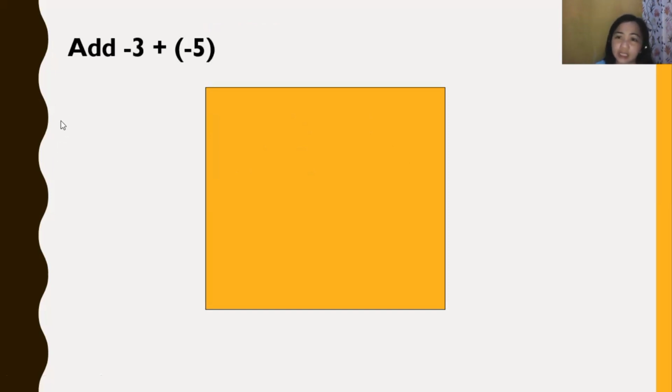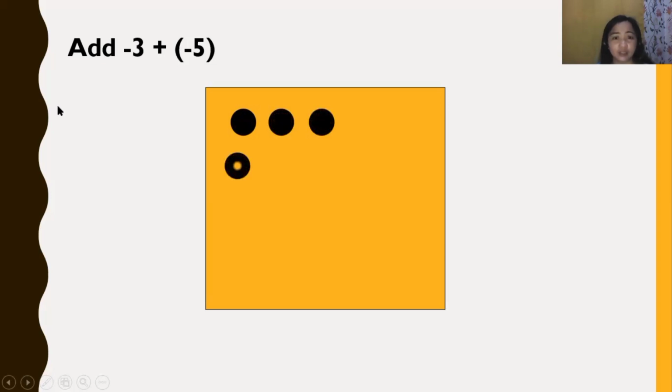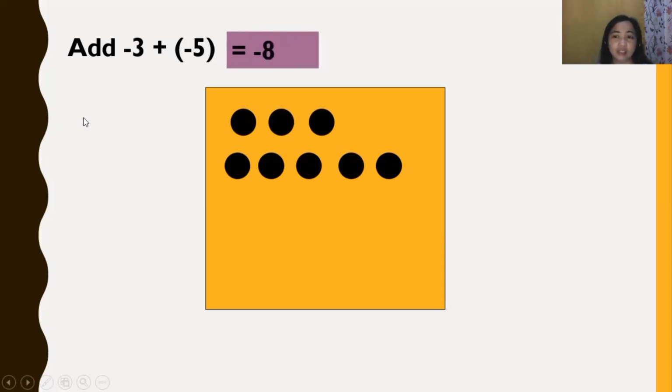Kanina pares positive. Ngayon ulit pares negative. Negative 3. So, we have 3 black counters plus 5 black counters. So, ilan lahat na block yan? 8 na block. So, we have negative 8 because block represents negative number.